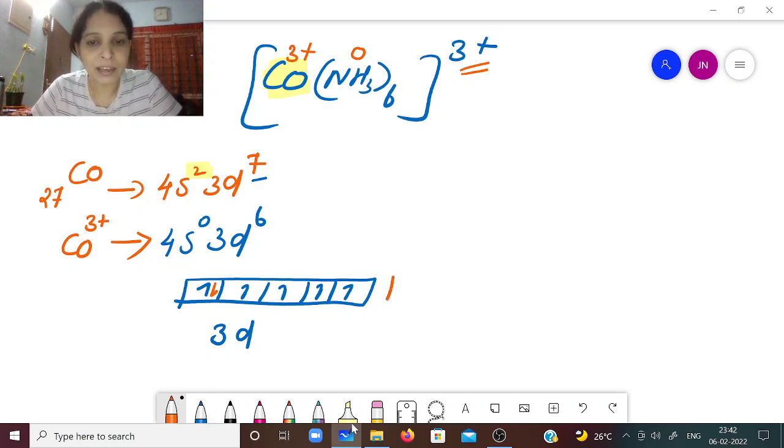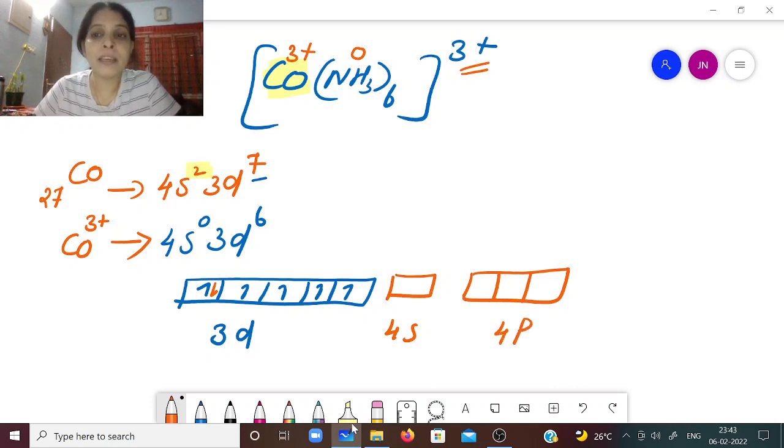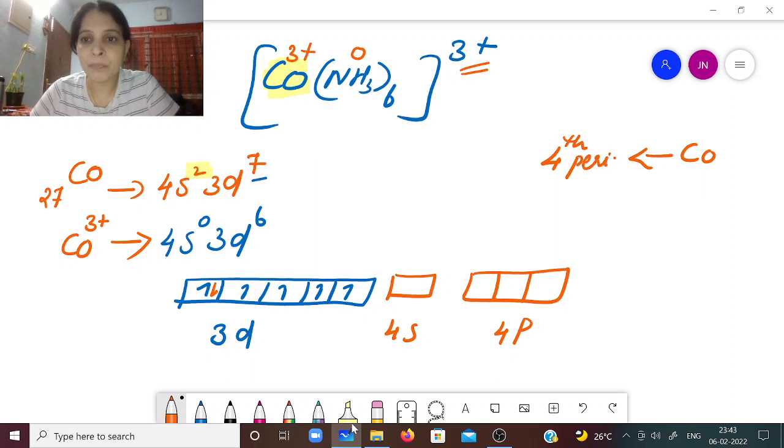Then next we have the 4s orbital and 4p orbital also. This is 4s and this is 4p. You should understand that cobalt is coming in the fourth period. Fourth period means there will be 3d orbital, 4s, 4p and 4d also. I am not writing 4d right now because it is not needed here.